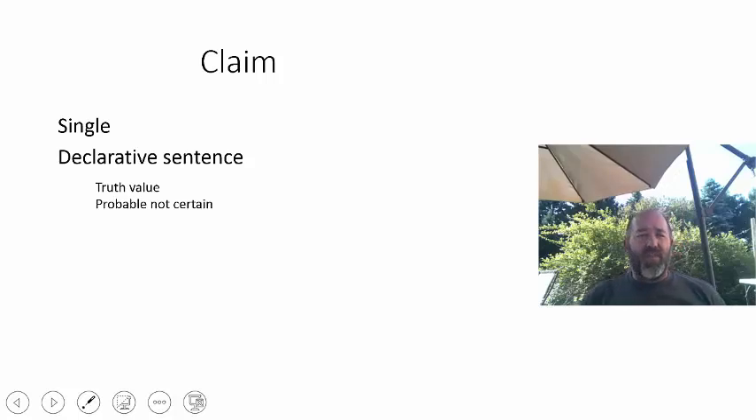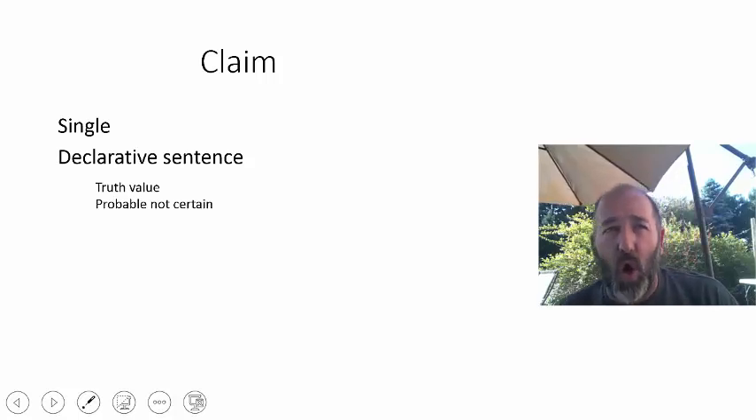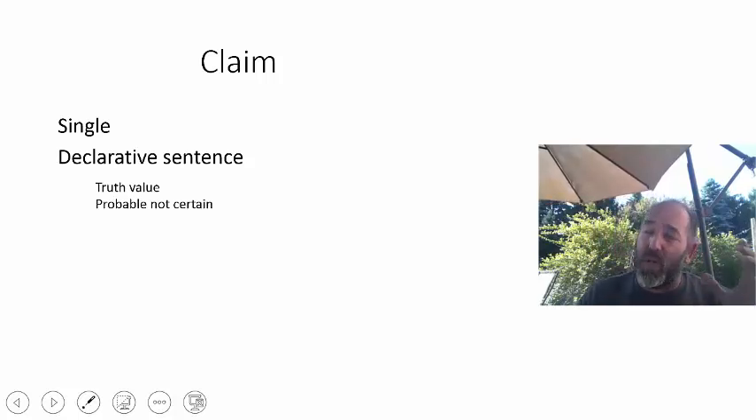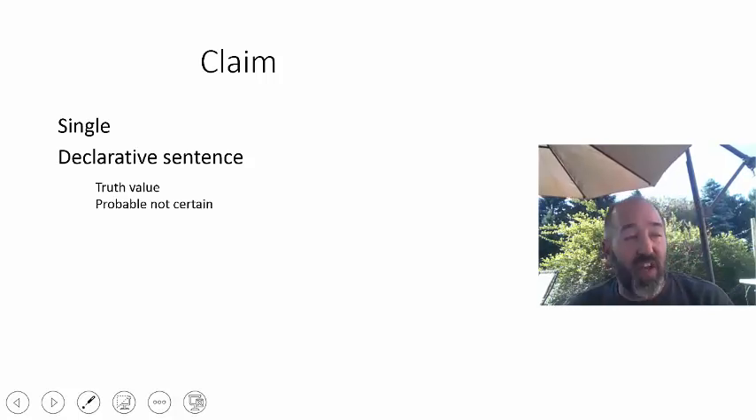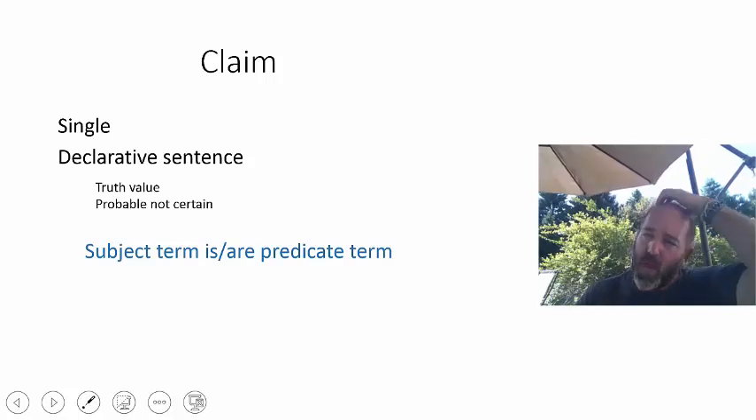Not only does it have a truth value, but because we're talking about argumentative claims, or claims that we can argue, we're also not talking about facts that we go out and verify. We're talking about things that are probable but not certain. Things about the future, things about the past, things about values, things of that nature. We've talked about all of this stuff before in another lecture.